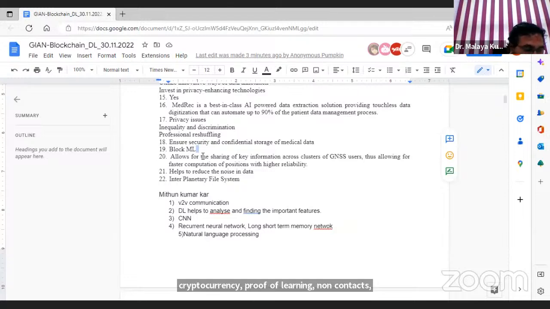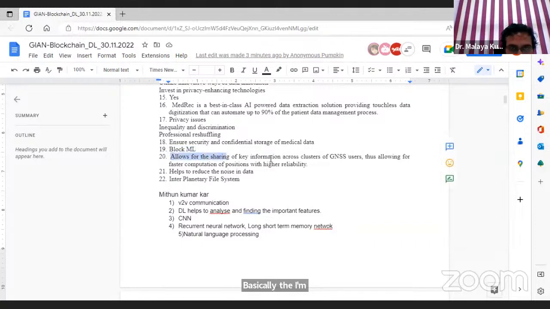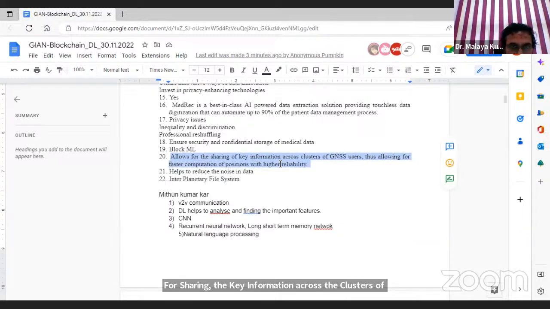Already we have discussed that BlockML minimizes the compute-intensive operations in the case of neural networks. And the Commit consensus algorithm updates the global model using a joint learning based approach. So yes, correct, BlockML is the correct one. Question number 20, what is the benefit of the cooperative positioning approach? Basically, the answer is it allows sharing key information across clusters of GNSS users, allowing faster computation of position with higher reliability.